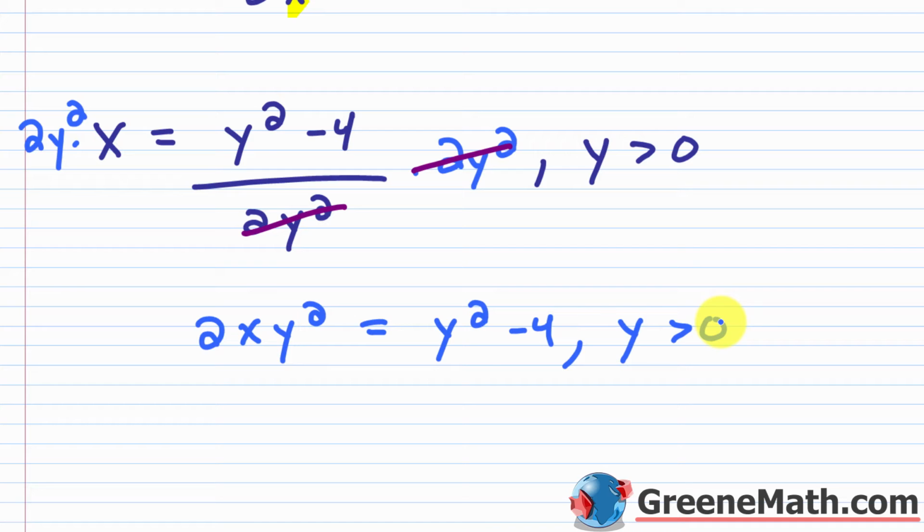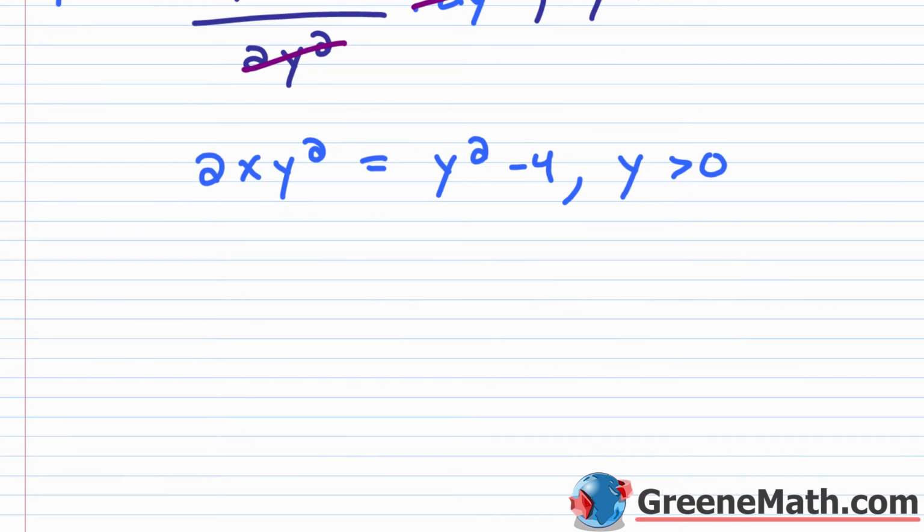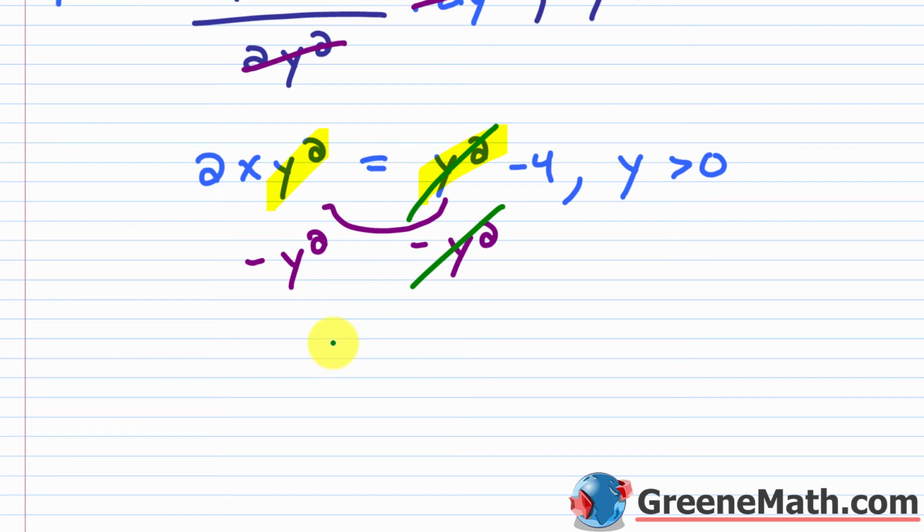If I want to solve this for y, I've got to get all the terms with y on one side. So y squared and y squared. That means I need to what? Subtract y squared away from each side of the equation, because I'm trying to basically move this over here. So this is going to cancel out. Over here, I basically have 2xy squared minus y squared, so everything's on the same side, and this equals negative 4, where, again, y is greater than 0.